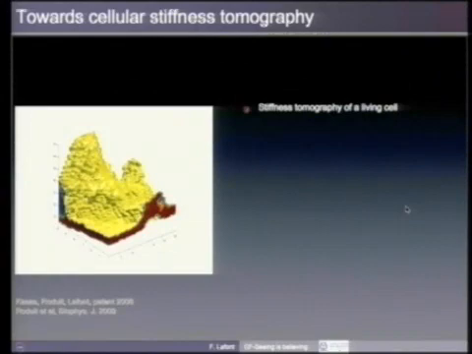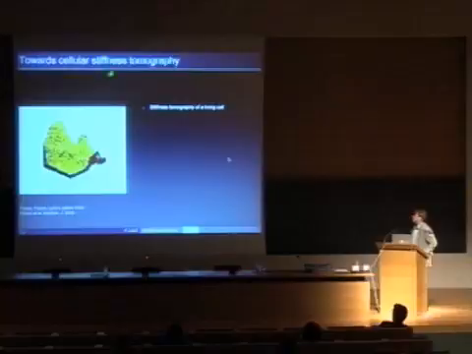I told you that we were able to follow the elasticity of the plasma membrane on the living cells. But we can do this for the cell surface, but also inside the cells, because the cantilever is indenting into the cell. So the cantilever can sense inside the cells the difference in elasticity. And this is something that we've introduced, kind of stiffness tomography.